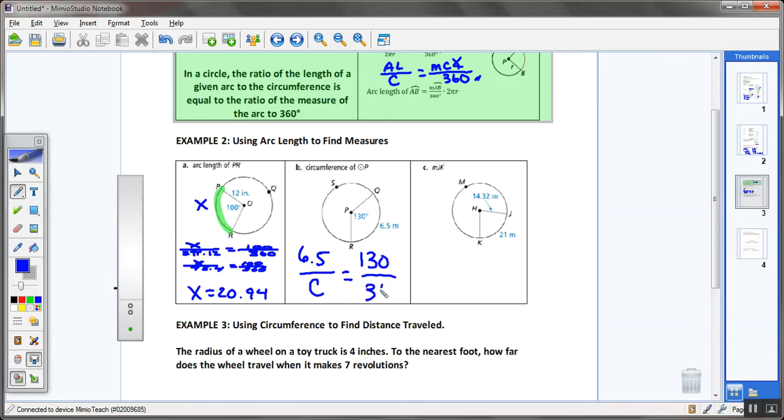Quick question. Should the circumference be more than 6.5 or less than 6.5? More. Better be more. Okay, so cross multiply, divide that. Tell me where you're at, kids.